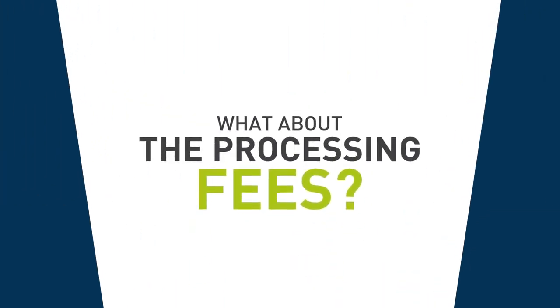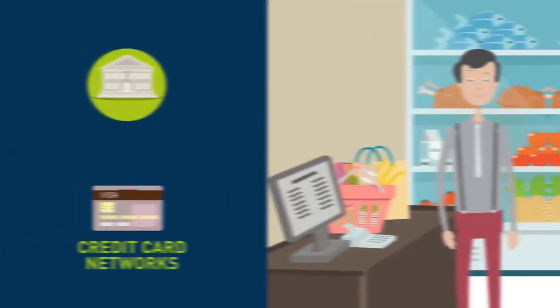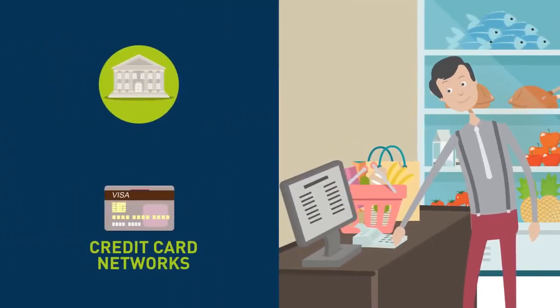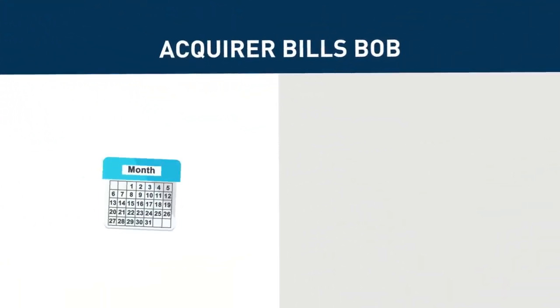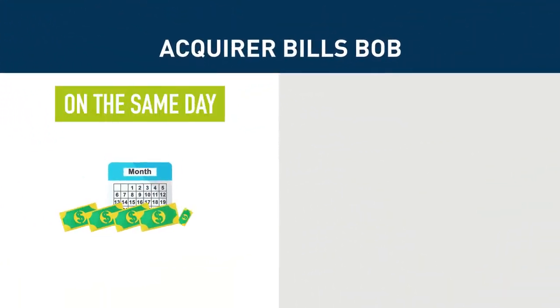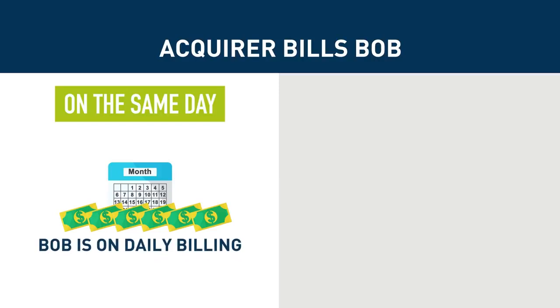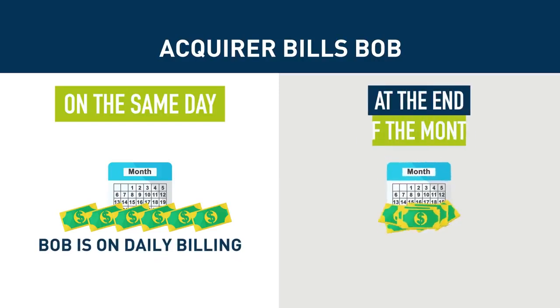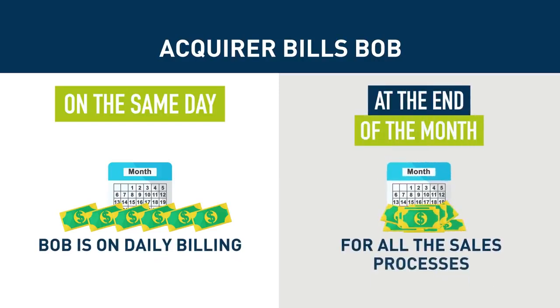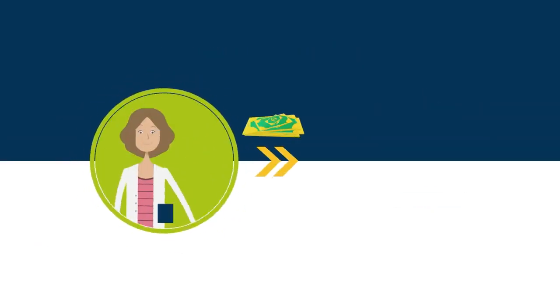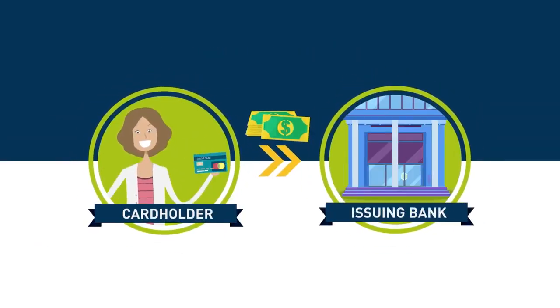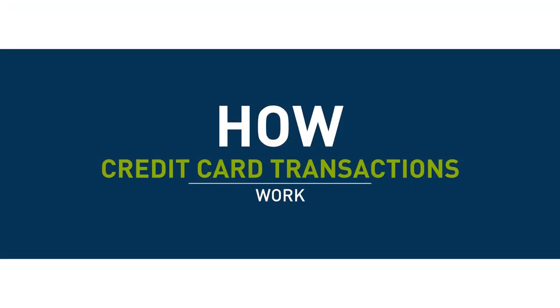Now, what about the processing fees? The credit card networks bill the acquirer interchange fees for all of Bob's sales once the batch is settled. The acquirer then bills Bob either on the same day, sales minus fees, if Bob is on daily billing, or the acquirer bills Bob at the end of the month for all the sales processed in that month. The cardholder gets billed by its issuing bank, and that's how credit card transactions work.